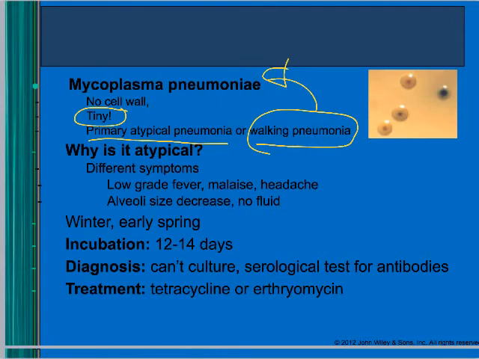People get a low-grade fever, they just feel bad, really tired, lethargic, and the alveoli get smaller, but no fluid builds up in them. It happens in the winter and the early spring. They call it walking pneumonia because people just keep going with it until they get totally run down. They can't culture it because it doesn't grow very well, so they'll look for antibodies, and they can treat it with an antibiotic.